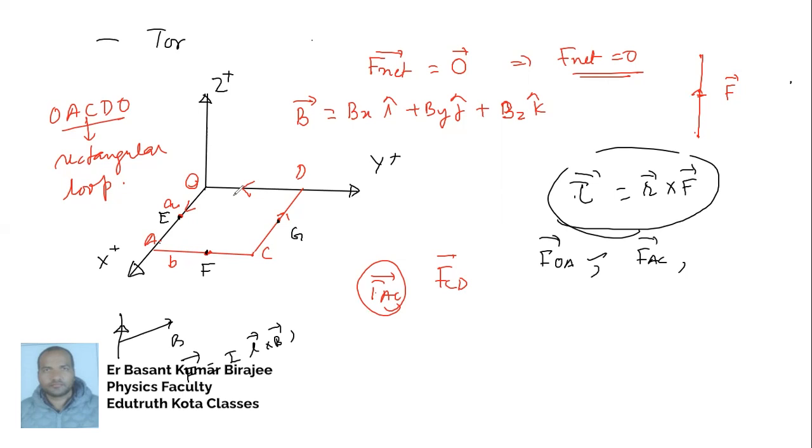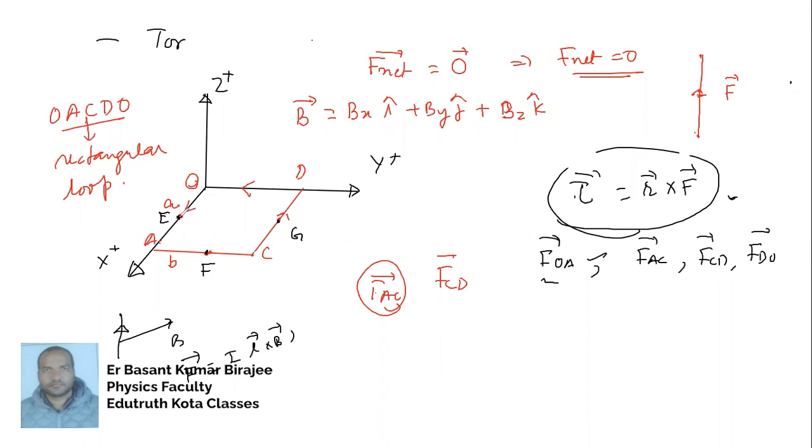We saw that. But in order to calculate the torque, we need the value of the force on each arm, and we'll calculate the torque due to each arm, and we'll just add them. So tomorrow, what we'll do? We'll find the value of force on the OA arm, force on the AC arm, force on the CD arm, and force on the DO arm. And then we'll calculate the torque using this formula.